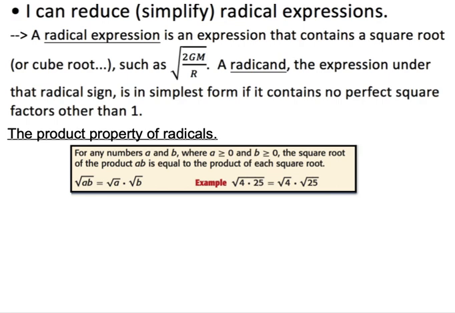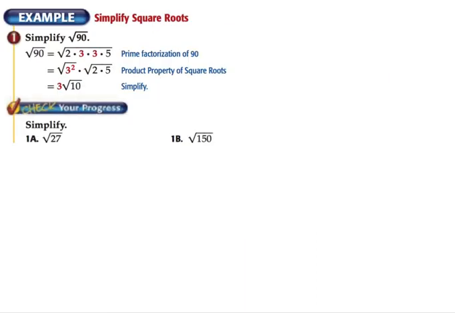The product property of radicals says that for any numbers a and b, where a and b are not negative, so they're greater than or equal to 0, the square root of the product ab is equal to the product of each square root. So I can take a and b and multiply them together, then square root them, or I can square root them first and then multiply them together. As a numerical example, the square root of 4 times 25, I could multiply them together first, or I could square root them first and then multiply. Either way, I do get 10.